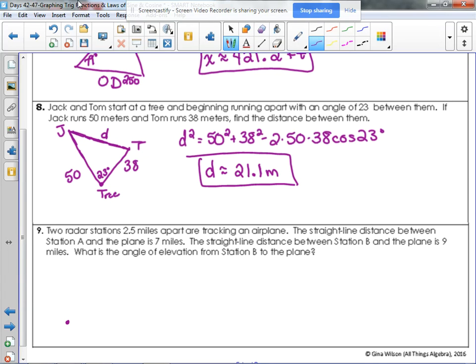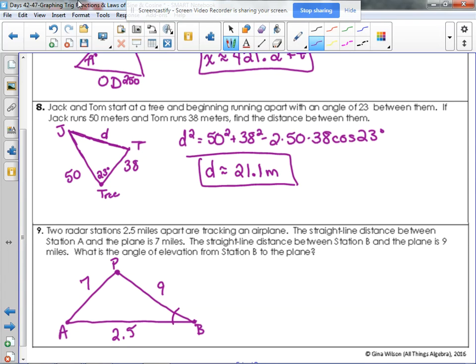So we've got, this is kind of a scenario where we're looking at something up in the air. So we've got station A, we've got station B, and we have a plane up here in the air. So from station A to the plane is 7 miles. From station B to the plane is 9 miles, and the distance between A and B is 2.5 miles. And yes, my picture is very much not to scale, but that's okay. The question is, what's the angle of elevation from station B to the plane?